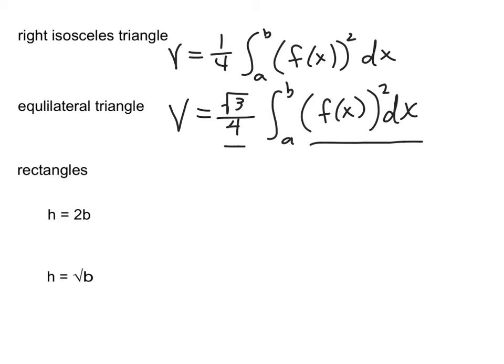And then if we have the two rectangle formulas that we said. So we said 2b. So we have the integral from A to B of something dx. Notice B is not squared.